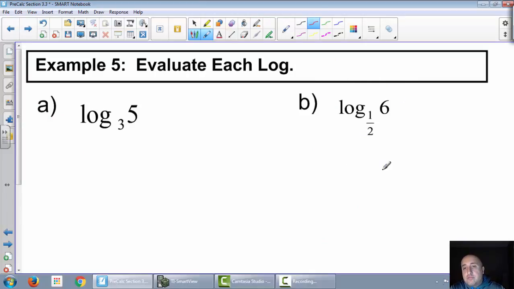So to solve this problem, let's think about what this means again. Let's apply the definition. 1/2 raised to what is equal to 6? Well, to be honest, I have no idea. I'm sure most of you have no idea either. So what we're going to do is apply the change of base, which says you take log of the x, which for this problem is 6, and we're going to divide that by log of the base, which is 1/2, and we're going to see what we get.